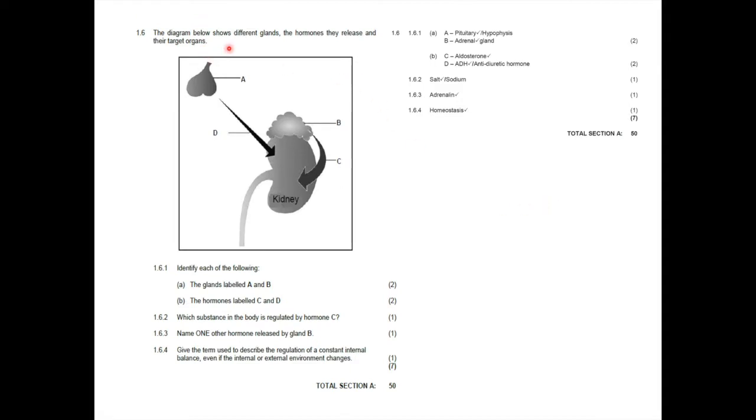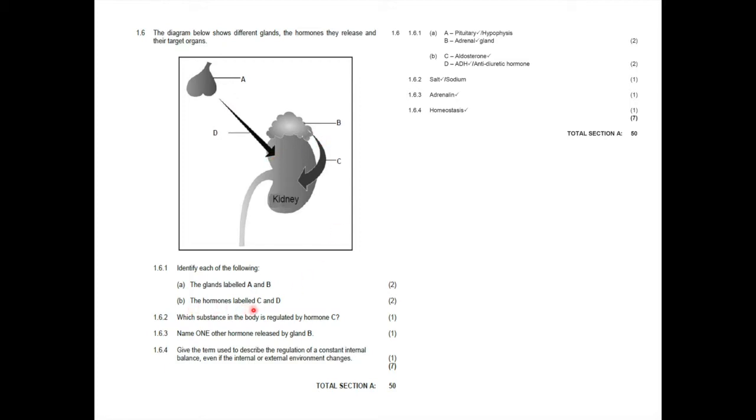1.6. The diagram below shows different glands, the hormones they release, and their target organs. Right, so there you have your kidney, the gland on the kidney, and this is another gland that has its effect on the kidney. 1.6.1. Identify each of the following. A. The glands labeled A and B. A we know is the pituitary gland, has an effect on the kidney. B is the adrenal gland.